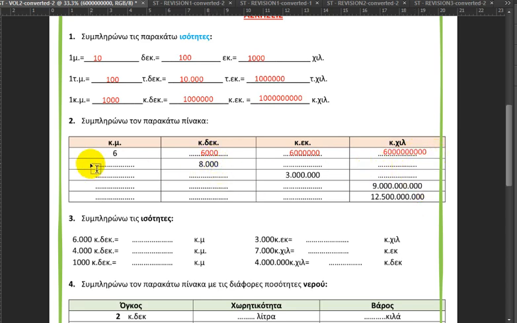Here we have 8,000, so this is going to be 8. Here it's going to be 8 million. And here it's going to be 8 billion. Here it's already 3 million, so here it's going to be 3,000. And here it's going to be 3. Whereas here it's going to be 3 billion.